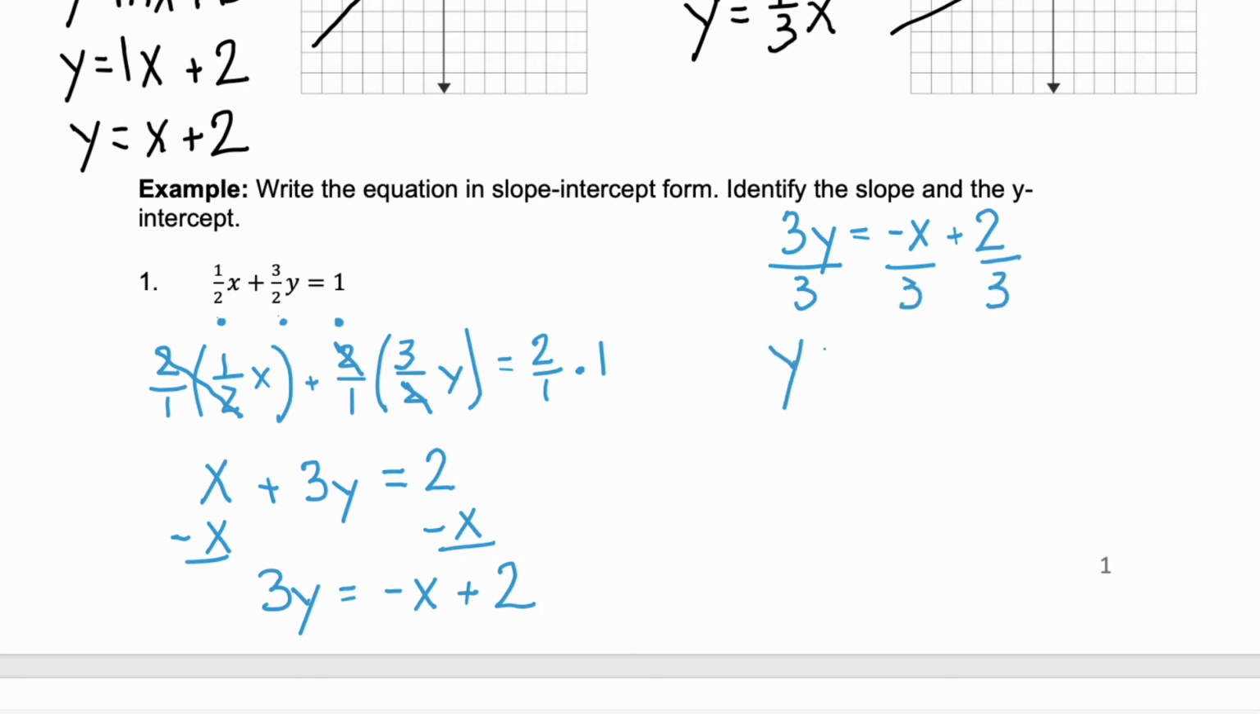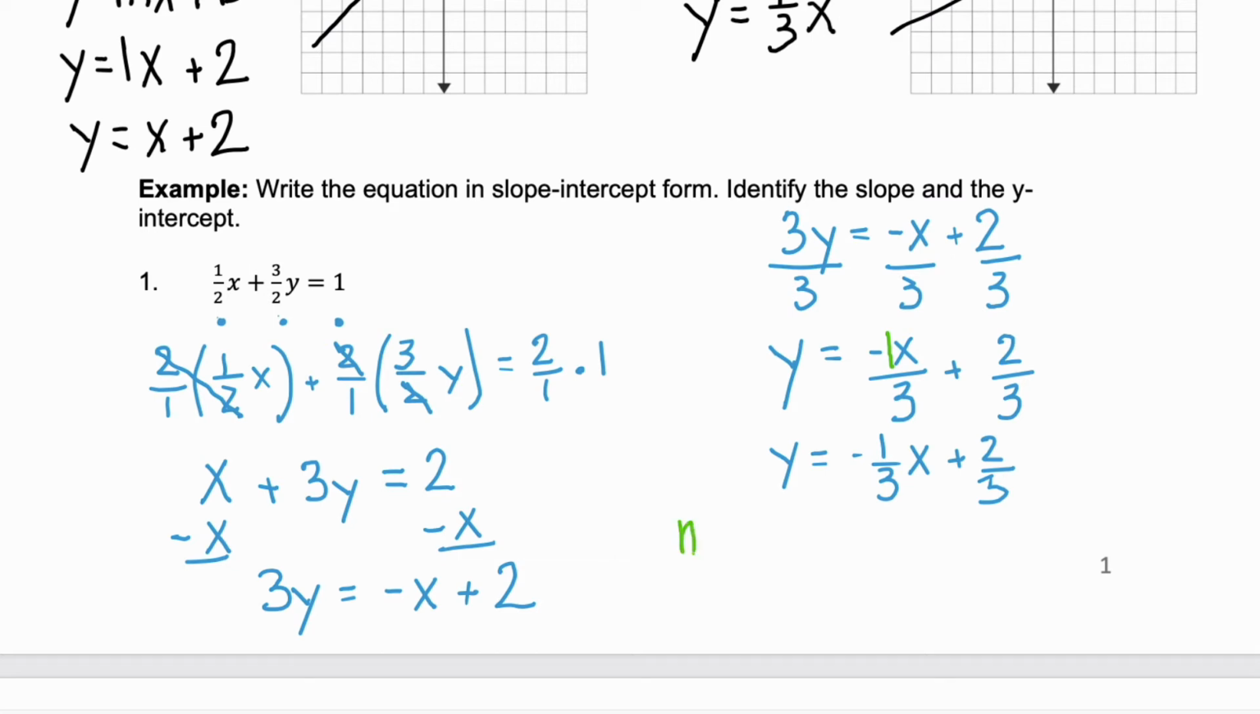That gives us y equals negative x over 3 plus 2/3. Remember, there's always that invisible 1 in front of the x. So we can actually rewrite this as y equals negative 1/3 x plus 2/3. Now we can easily identify the slope and the y-intercept.